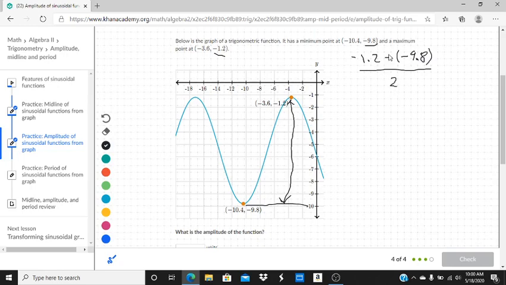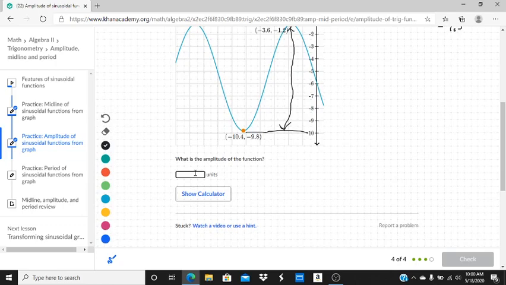So when we're subtracting a negative, it's like adding a positive. So negative 1.2 plus 9.8 is going to be 8.6. And we're dividing that by 2. So we're going to get an amplitude of 4.3. And that's all there is to it.